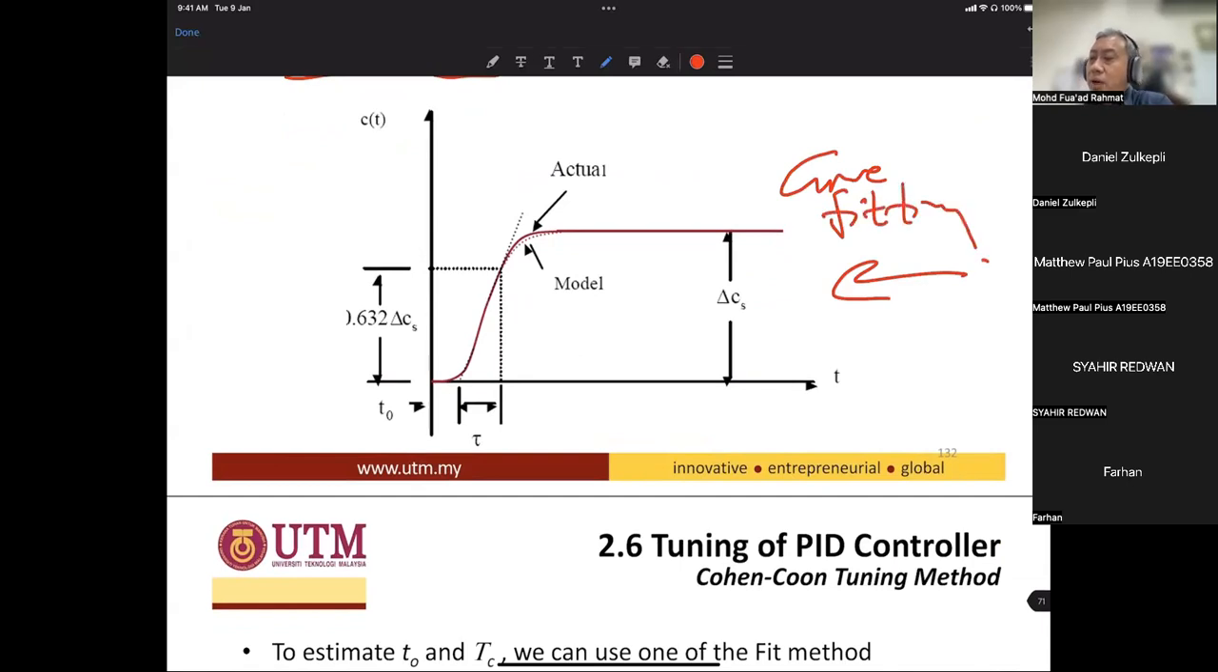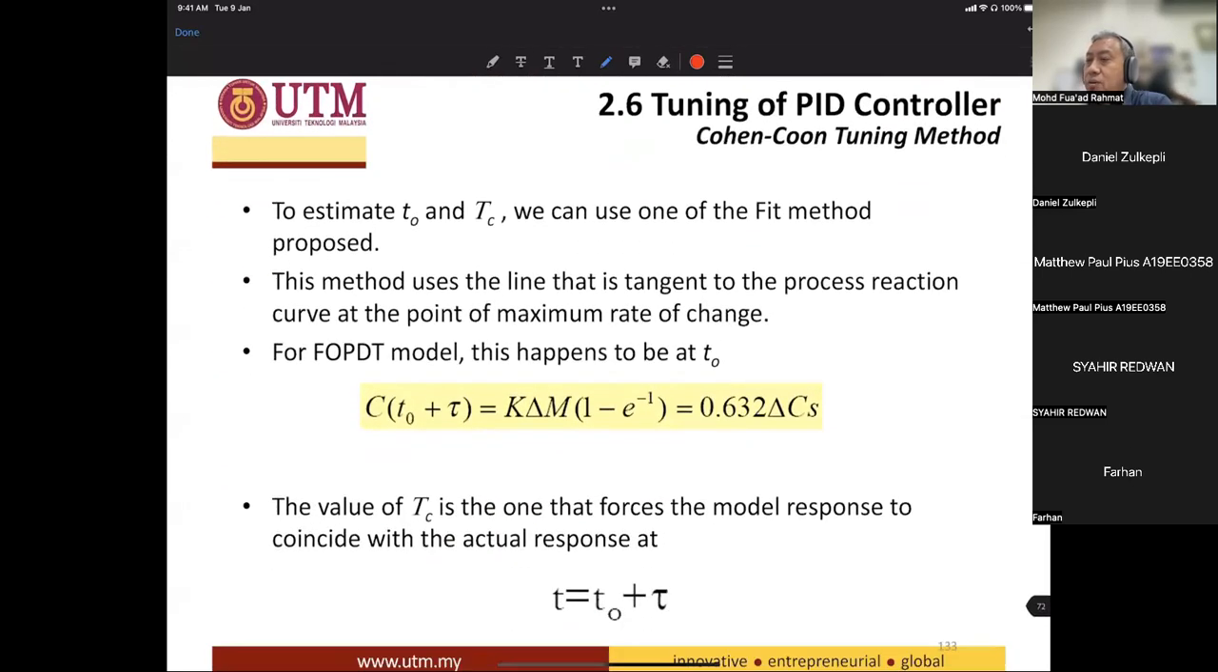So in general, we have a model, the mathematical model, which is fixed, and then this actual is the real experiment data from the real experiment. Then we compare with the mathematical model, and it looks that the model and the actual fit very well together. So to estimate the time constant and the time delay, we can use one of the fit methods proposed.